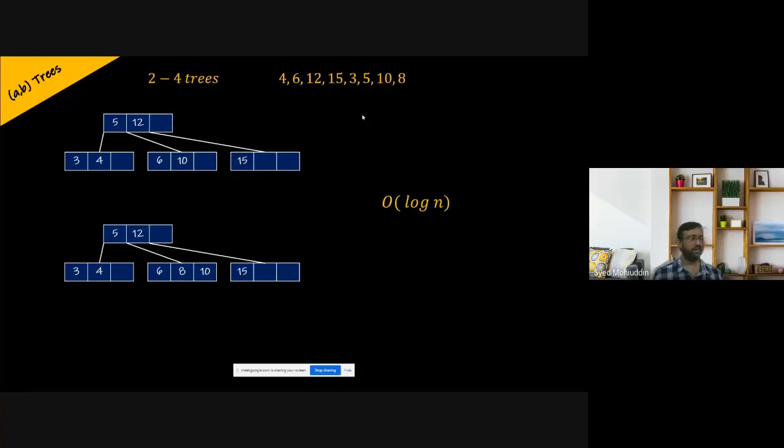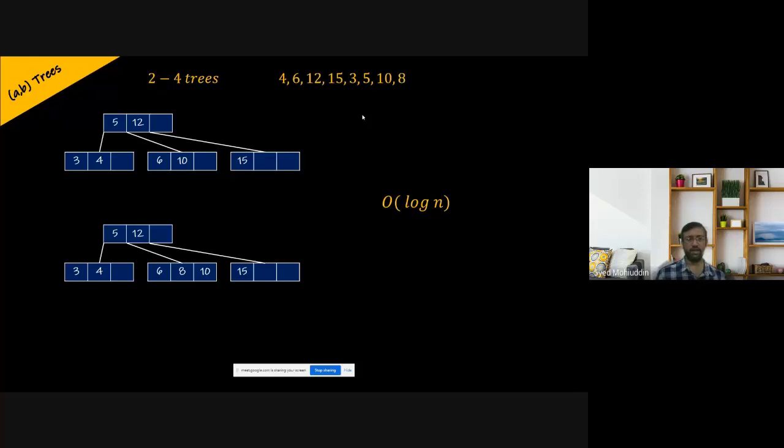Now why are AB trees used? Because when an element or data has to be searched, it will take O of log n time to search, the same efficiency we have with respect to the other balanced trees.